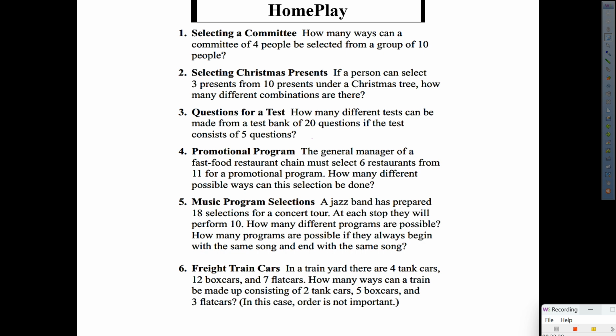Also, get your phone out. I'm going to post the homework. You can take a picture. For each of those, you don't have to copy the problem. Just show me your formula and find the computation part.